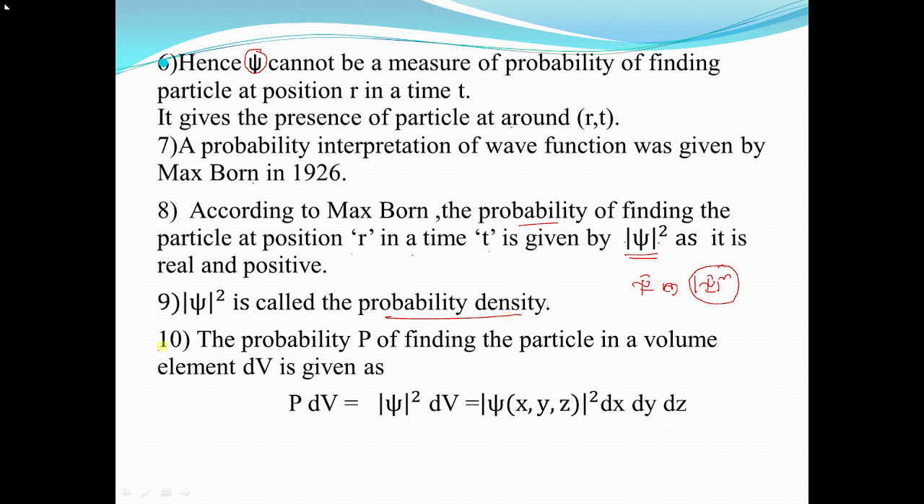Next, how to find the probability? The probability of finding the particle in a volume element dV. In a small volume element, if I want to find probability, how to calculate? Probability P into dV is equal to modulus of psi square dV, which is modulus of psi as a function of x, y, z whole square. dV means volume, means 3 dimensions: dx, dy, dz. So this is how to calculate the probability.